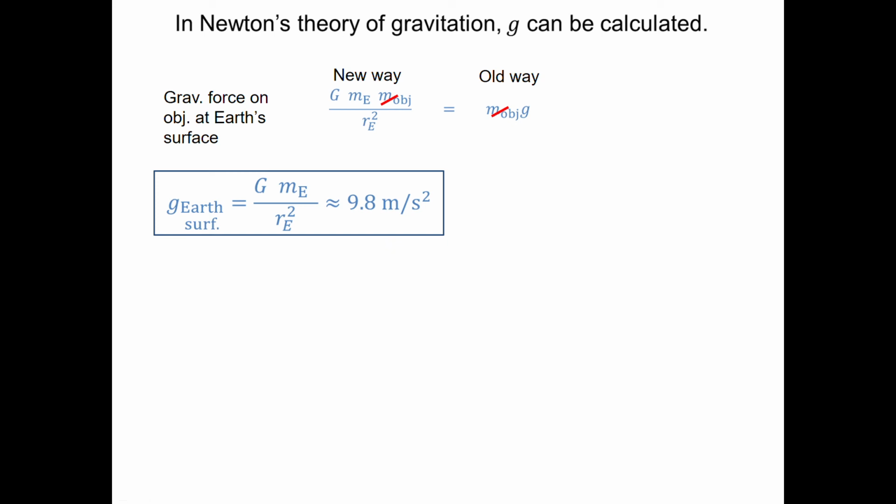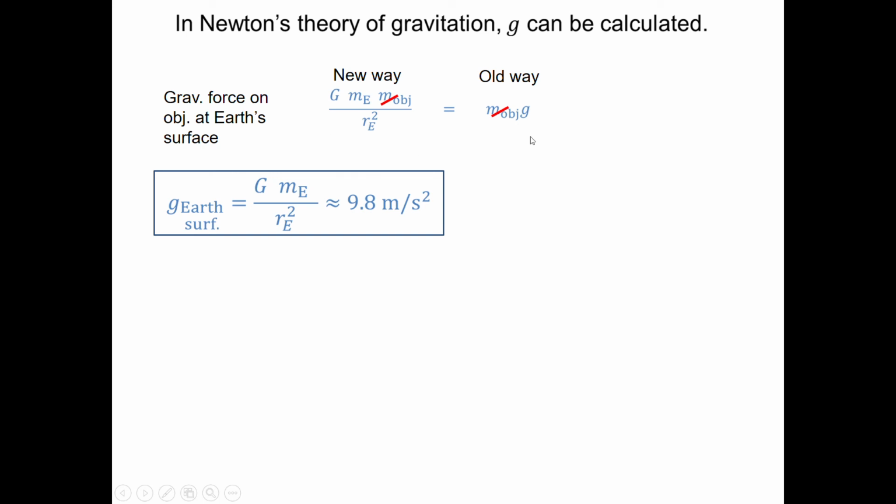The value of little g actually varies from point to point on Earth. Some places on Earth it's closer to 9.81. In Danville, Kentucky, it's very close to 9.80 meters per second squared. So if you meet someone from Paris, they might say 9.81 meters per second squared. But in any case, it's very close to 9.8 meters per second squared on the surface of Earth.